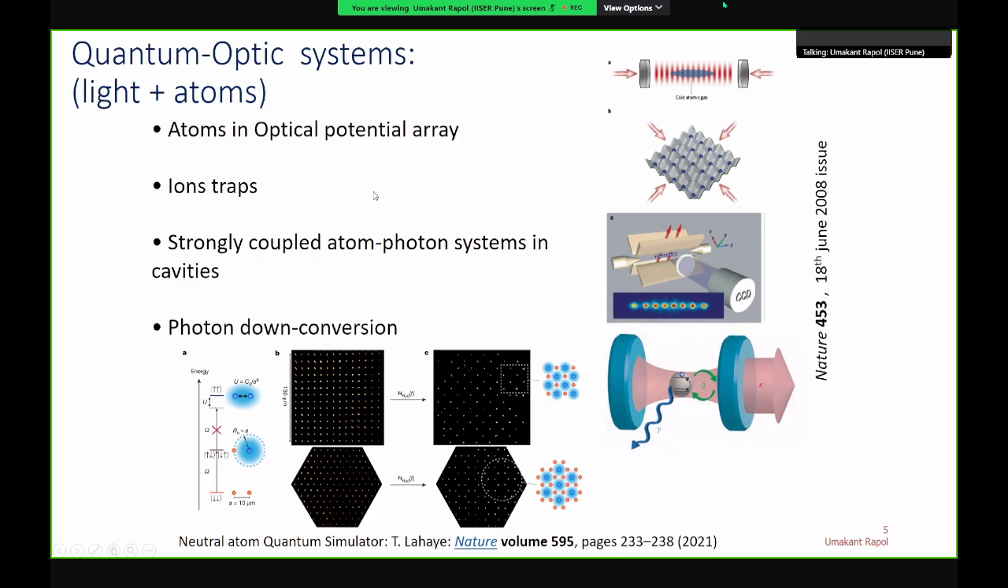What is a quantum optic system? It is basically wherever you use atoms and light. Now, these atoms could be neutral atoms or ions, which are trapped in electrodynamic potentials. And there are other things like just photons, which are used for quantum information processing, wherein you have to do down conversion for getting entangled photons, or you have to do squeezing for generating certain states of light for doing quantum computing.